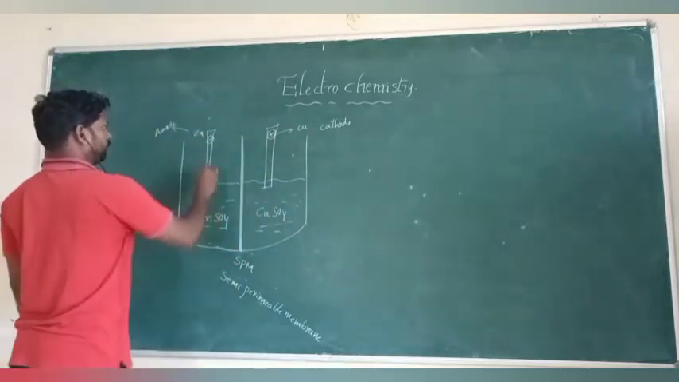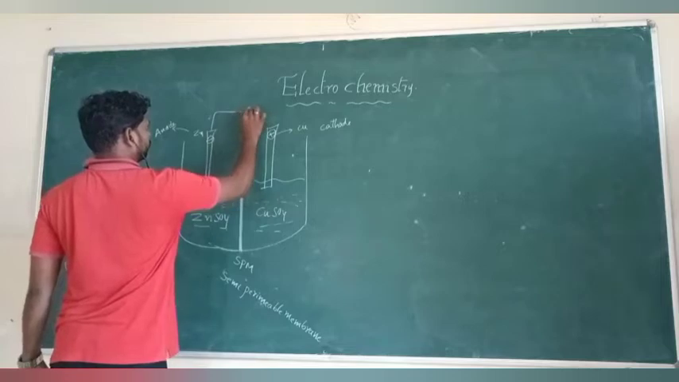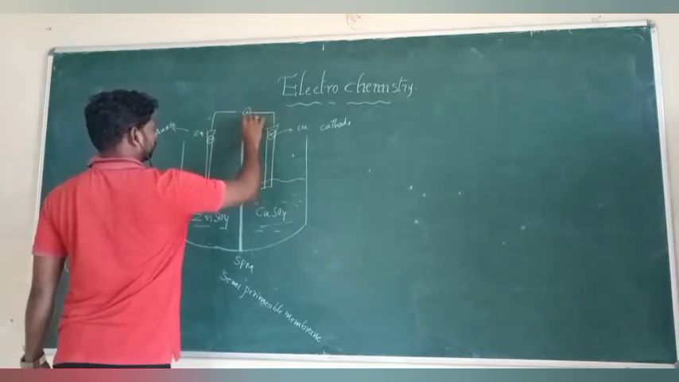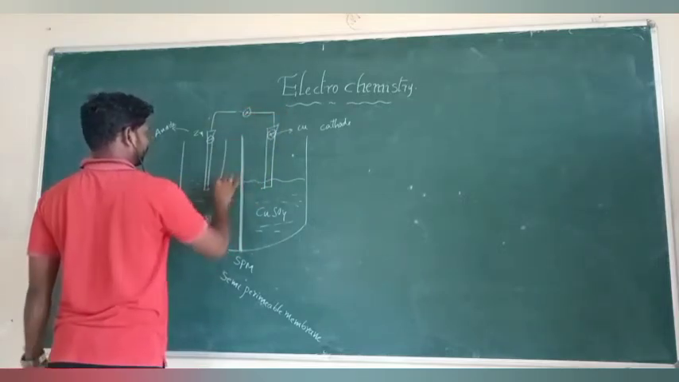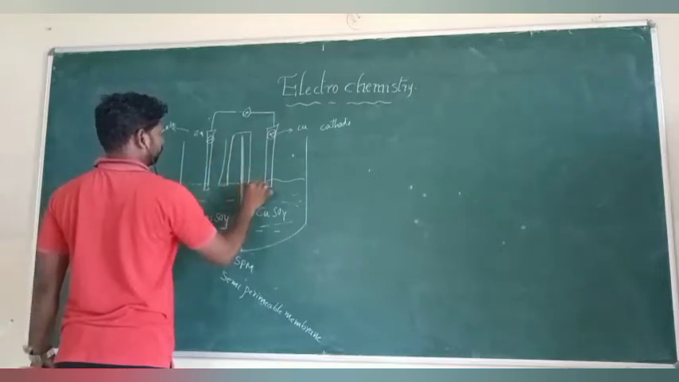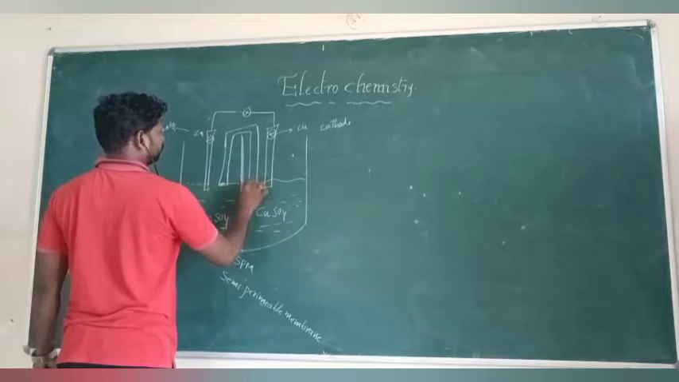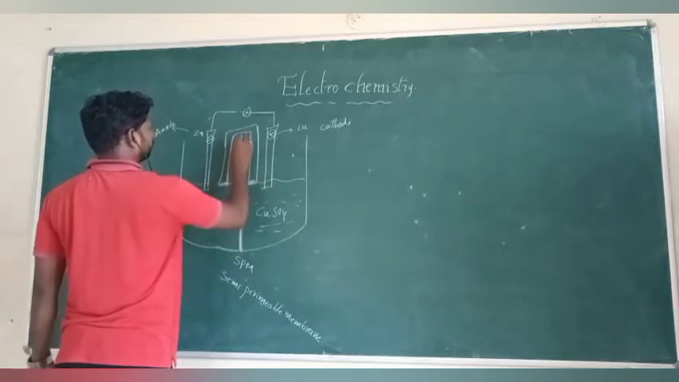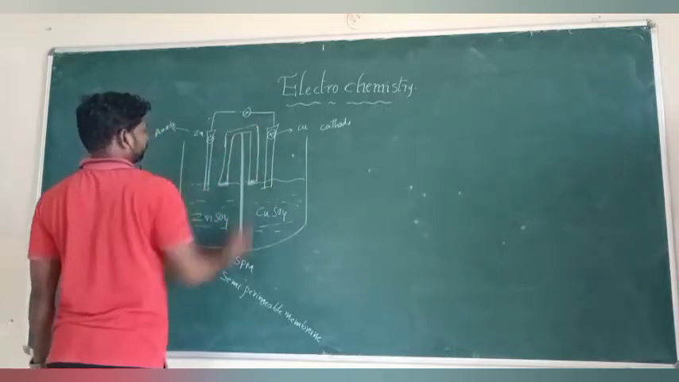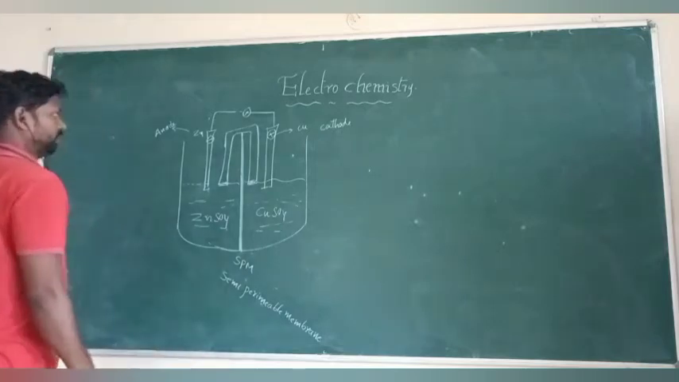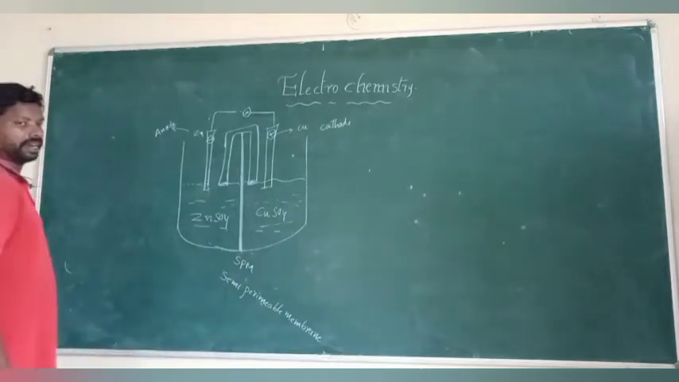Over here, I am connecting the external circuit, that is called a voltmeter. So I am taking here the internal circuit. Here it is the salt bridge. The salt bridge maintains electrical neutrality.